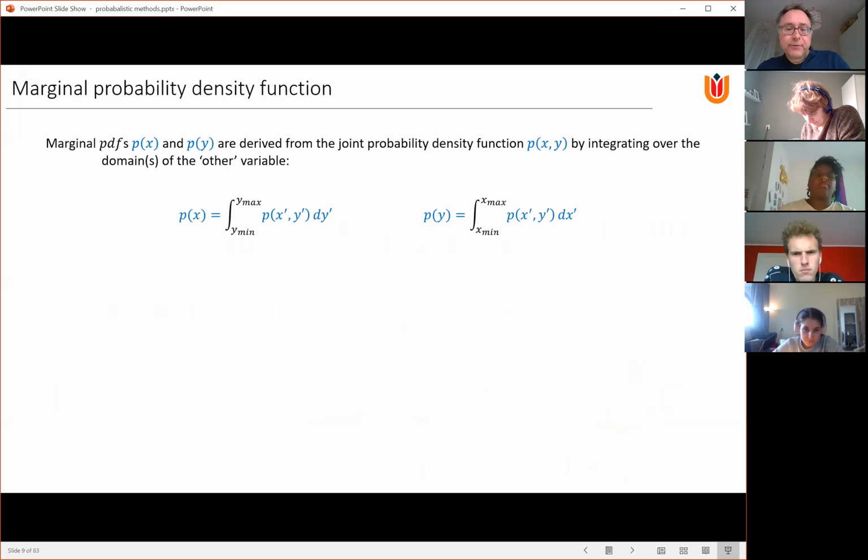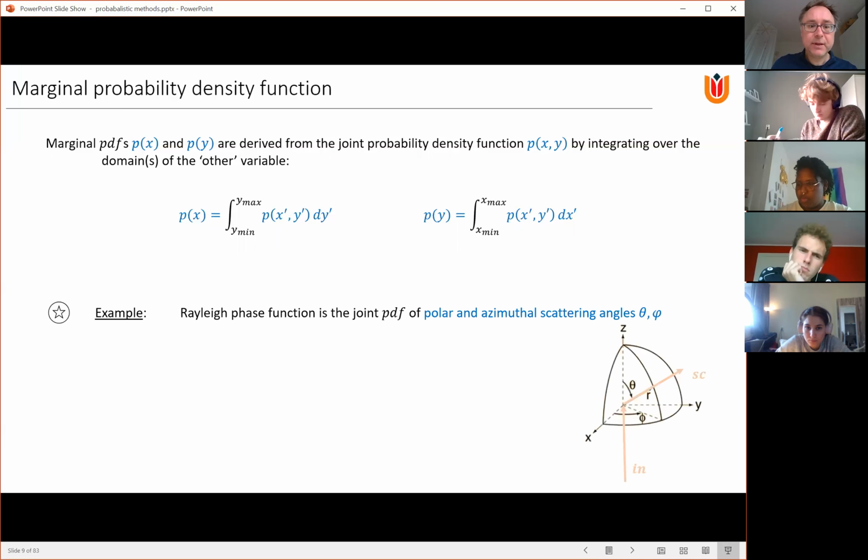From this joint probability density function, you can calculate a so-called marginal probability density function. So basically what you're doing is isolating one of the variables, and you do that by integrating. If you want to have the marginal probability density function of x, you have to integrate over y. So you add all possible values of y together, and vice versa. If you want to have it for y, then you have to integrate over x, and that way add all possible values of x. So I'll give you an example for that as well.